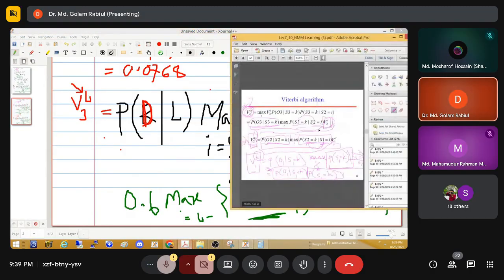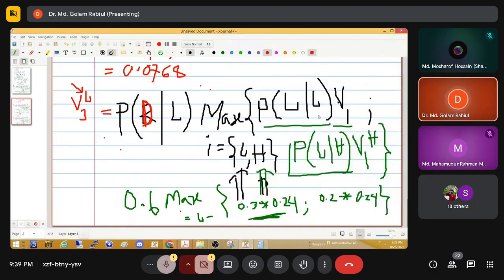And then S2 equal I. So here's the S2 equal I. Initially we can consider I equal low. So here is low. And V1 L, V1 I. So V1 low. And then we have to consider also the probability for I equal L. Now we have to consider I equal H. So that is our L given H, V1H.